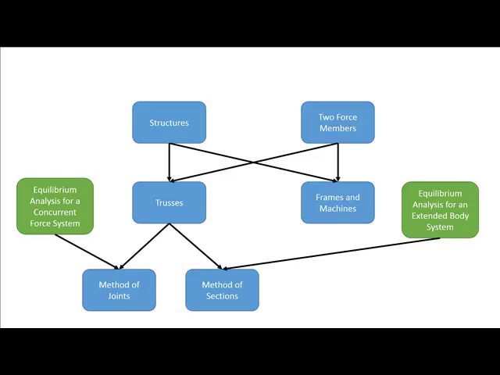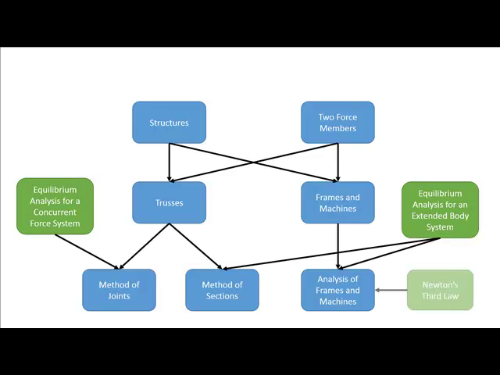Now for frames and machines, we have one single analysis method. We're going to call it the analysis of frames and machines. And it's also going to be built on the idea of equilibrium for extended body systems. In this case, we're going to look at each piece in the frame or machine and analyze those pieces as extended body systems. And also a key ingredient in analyzing frames and machines is going to be the application of Newton's third law. So that's what we're going to cover here in the structures chapter in the textbook.